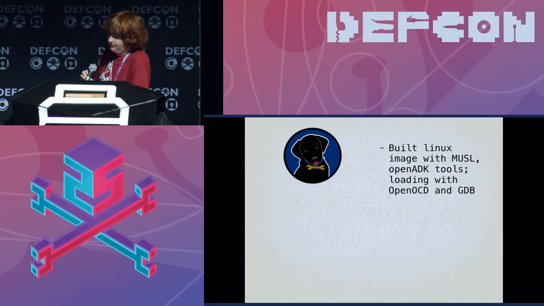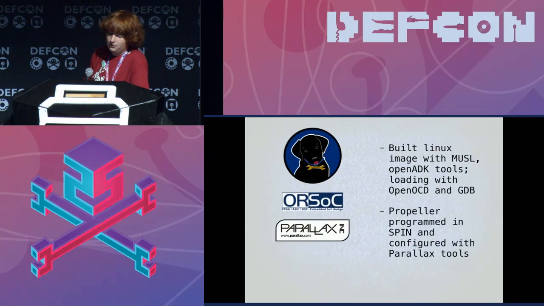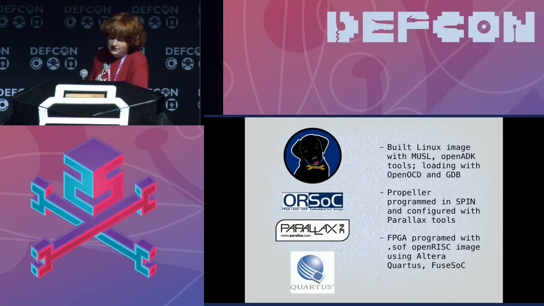The Linux image is built with the musl toolchains available for OpenRISC. OpenADK actually makes this really nice because you can download it and you can run make menuconfig, and it's basically a smorgasbord where you get to choose all your Linux tools and pick your architecture, and it just builds a Linux image for you very nicely. You can even do some compression with it. We're loading it with OpenOCD, the Open On-Chip Debugger, and GDB, the GNU debugger. The Propeller is programmed in Spin, using PropLoader, which is an open source tool, and running OpenSpin. And then the FPGA is programmed with the .sof OpenRISC image that we generated using FuseSoC, and that's loaded onto the board using Intel Quartus. Intel acquired Altera a while back.